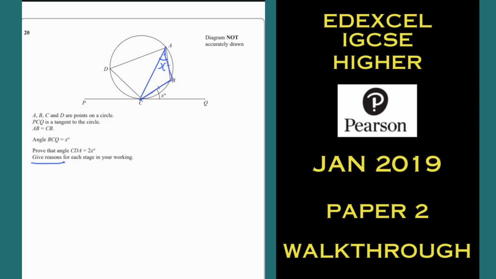Now it looks a bit wonky because it's not the standard way you'd like to see it. You normally see the alternate segment theorem: there's your angle, there's your angle, they're the same. It's easy to spot, but if you move that all the way around and have a wonky triangle over here, it still works, people. So the alternate segment theorem tells us that angle X is equal to angle CAB.